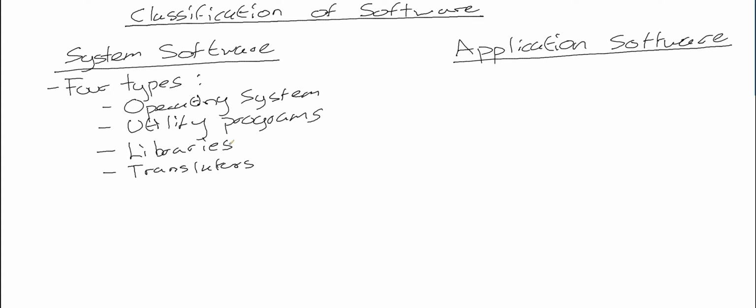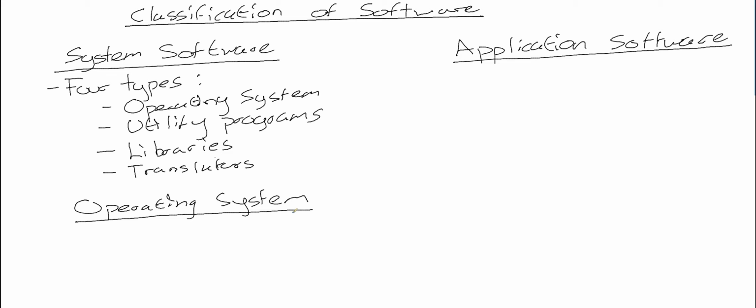Okay, so let's first look at the operating system first of all. So the operating system is a set of programs that provides an interface between the application software and the hardware. So that's going to be the definition of the operating system you're going to want to write down in a GCSE or A-level exam if they ask you what an operating system is. It's a set of programs that provides an interface between the application software and the hardware.